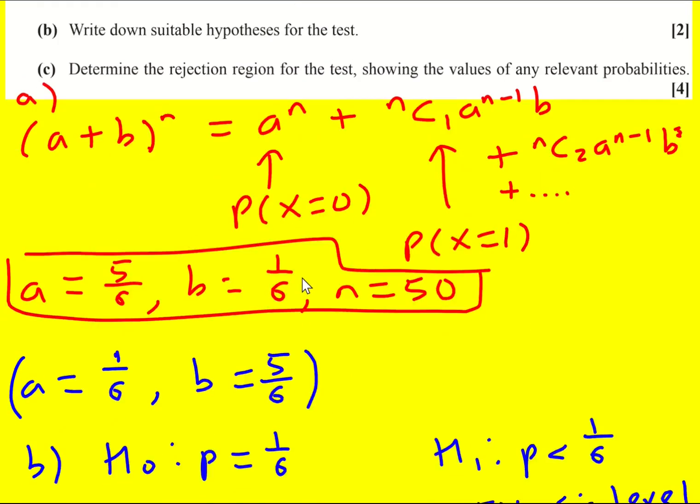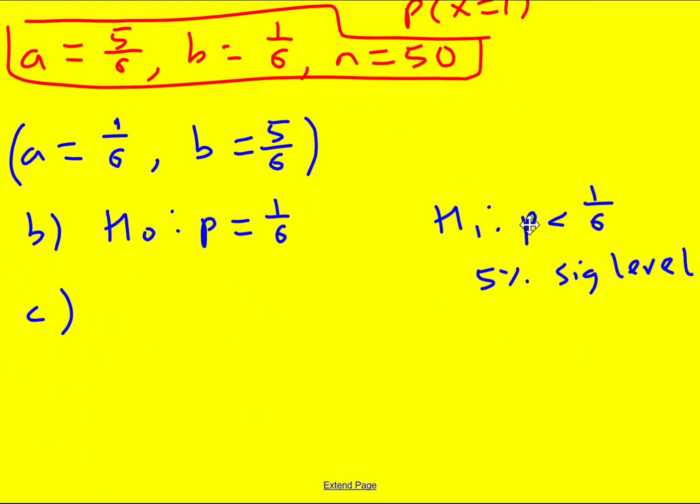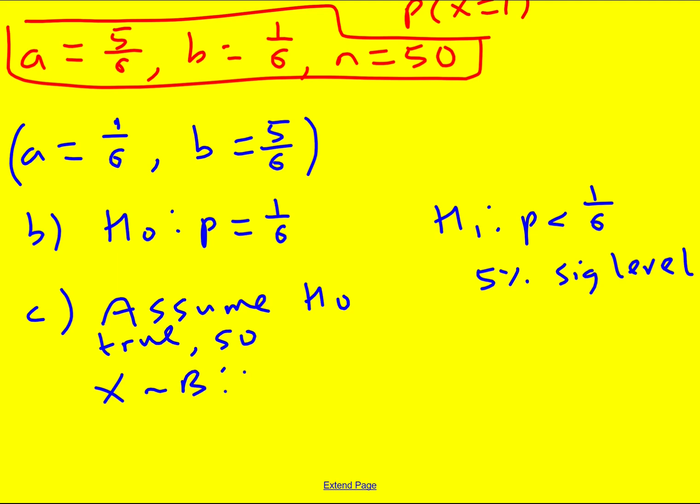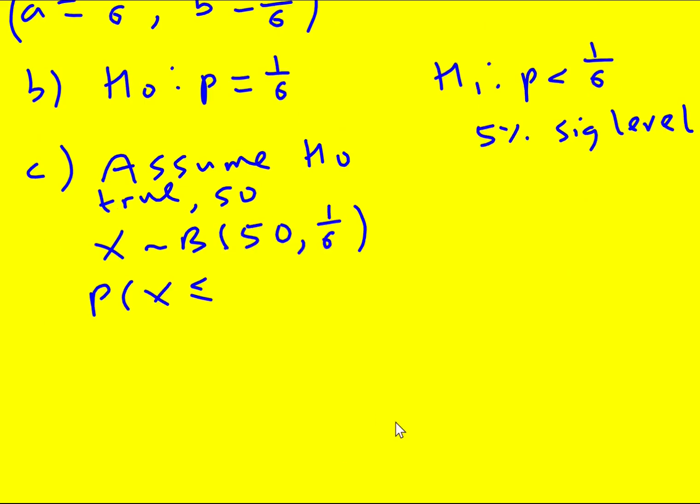Actually, sorry, I'm getting ahead of myself. After you've got your hypotheses, we should technically assume H0 is true. So X will follow a binomial distribution, 50 and 1/6, which is what we're given right at the start. Right, now we're going to find the probability that X is less than or equal to some values.